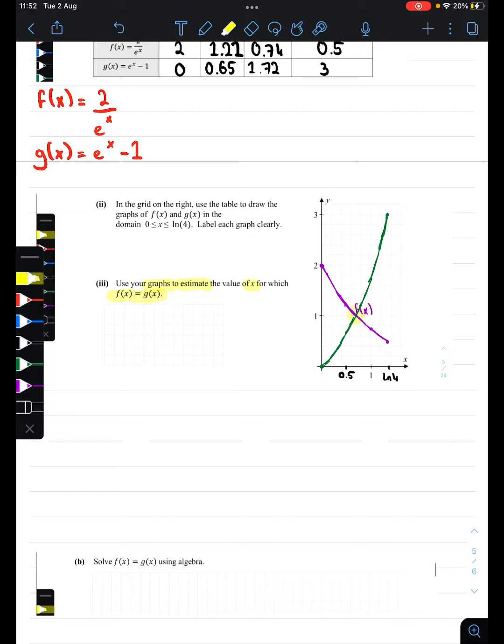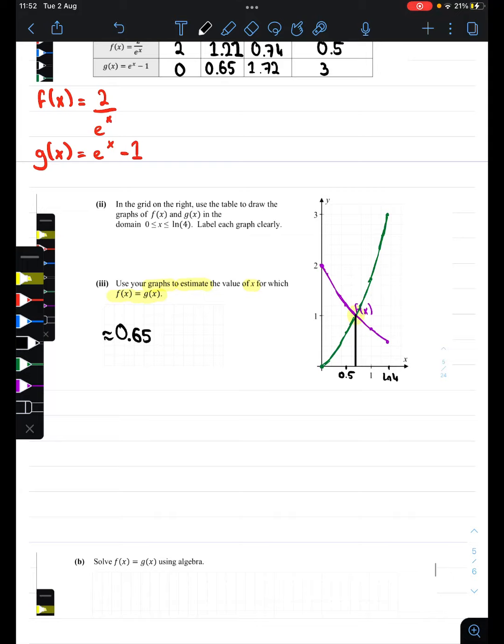And what value of x does this happen? Well, if we just go from this point down to the x-axis, we see that it's somewhere around here. And this would be something about 0.6, let's say that's about 0.65, okay? Approximately 0.65.